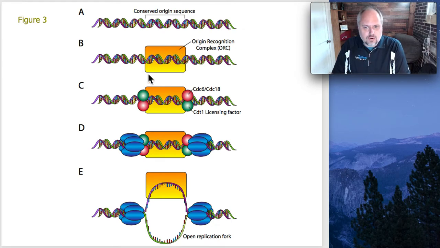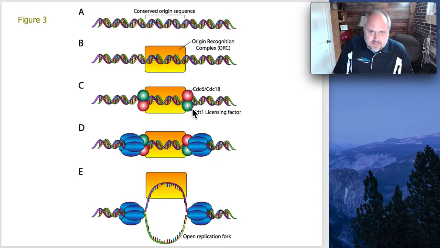So these would be your origin and licensing factors. So CDT1 is going to be a big one, and these CDCs are going to be regulators. So we'll introduce those a little bit later. But these guys will be regulators. These guys are targets, and you can see they work together to initiate DNA replication.